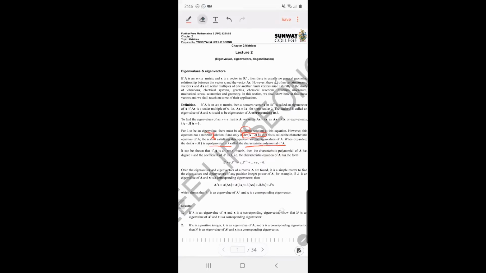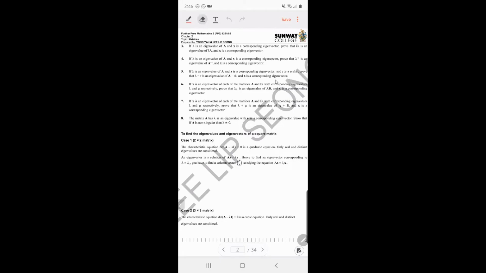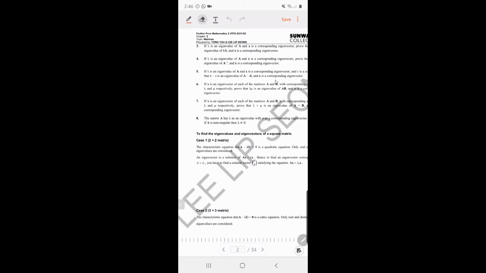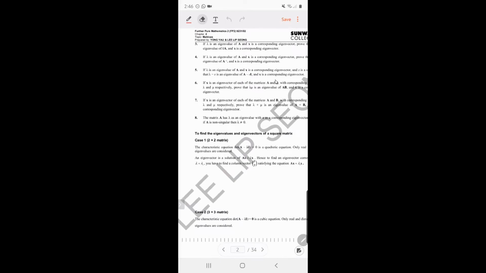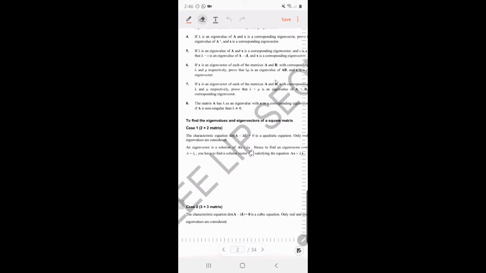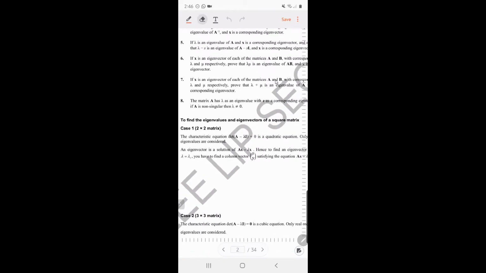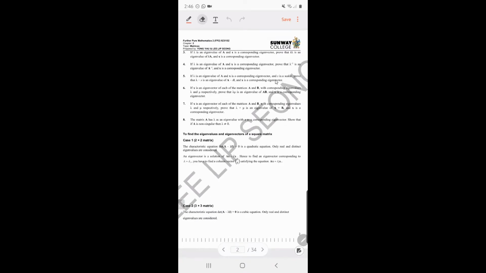Okay, move on. Let's look at the second page. We are going to skip the 8 theorems first; I will come back to the 8 theorems later. So today our main focus is to find the eigenvalues and also eigenvectors of a square matrix. The first case we are going to look at is case 1, the 2 by 2 matrix.